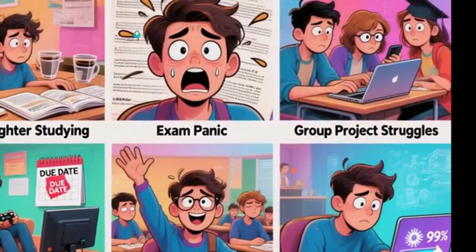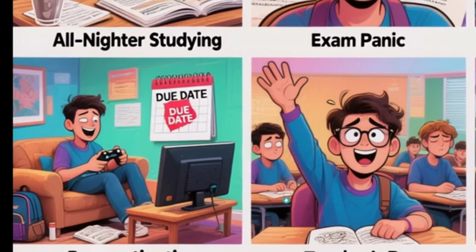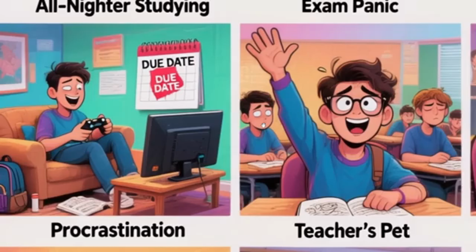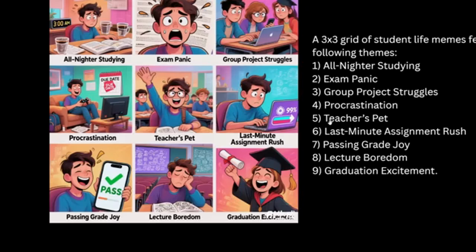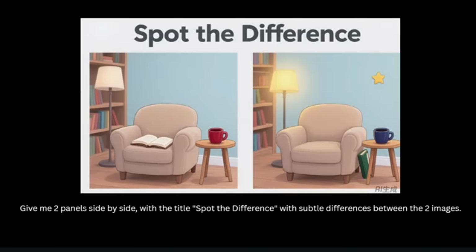For example, the text behind over here is gibberish. Plus, this guy's eyes are messed up, and it looks like the same guy's eyes are also messed up in this generation. The poor guy turned into a zombie or something. But other than that, it did get the overall details correct. And then here, I told it to give me 2 panels side by side with the title Spot the Difference with subtle differences between the 2 images, and it executed this very well. It indeed introduced some subtle differences between both images.